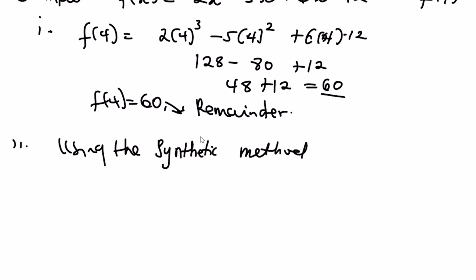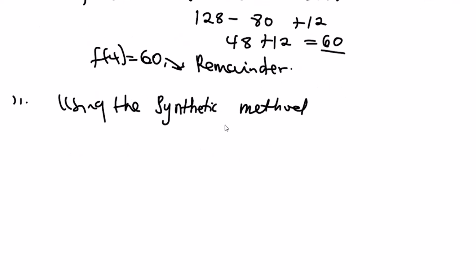Now, what will be our C? Yes, I told you that it is basically about substituting the C into the function straight. So in this case, when we are dividing, our C was what? It's going to be 4. Now the function given, what are the coefficients? We have 2, -5, 6, and -12.